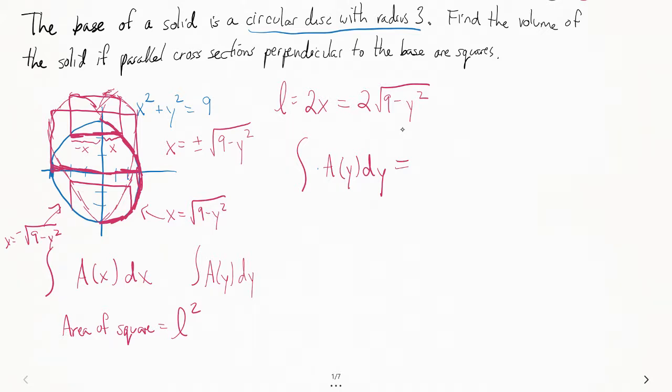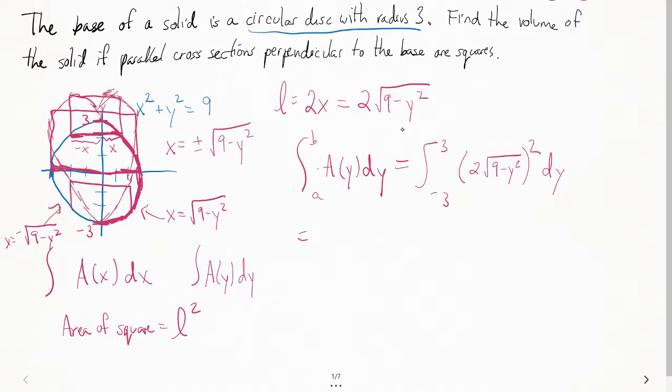But so in this case, we need to figure out our bounds, and I'll put a and b. Okay, so what are our bounds here? Where does the y values range from? Well, notice it goes as low as -3, and it will go as high as +3. So that means we go from -3 to +3 of, so we'd have the length squared, so that would be 2 times the square root of 9 minus y squared, and then we have a dy.